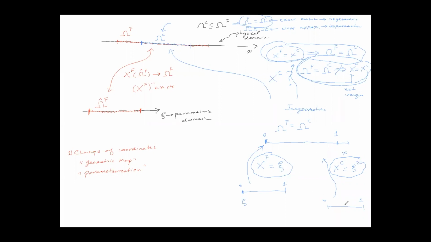Because if I take a point, let's say 1/2, so if I plug 1/2 into this function, what does it give me? 1/2, right? But what if I plug 1/2 into XC squared? It gives me 1/4. So in this mapping, the points are being bunched up to the left. So it's the same geometry, but a different parameterization.